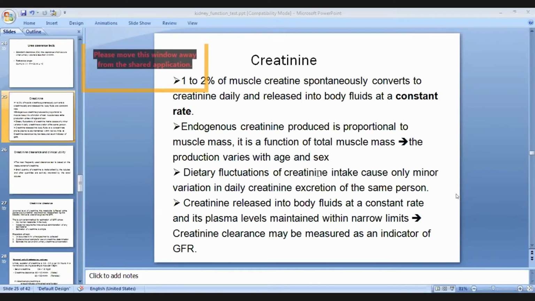The production varies with age and sex. For creatinine, there is only minor dietary fluctuation. When we talk about creatinine excretion, it is not affected by diet. There is minor variation from the diet. Creatinine is released at a constant rate. So creatinine clearance may be measured as an indicator of GFR. For that, this clearance can also be measured as an indicator.